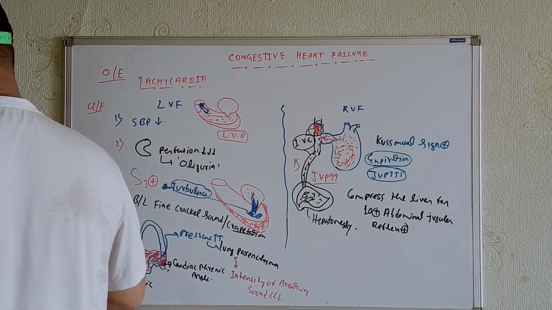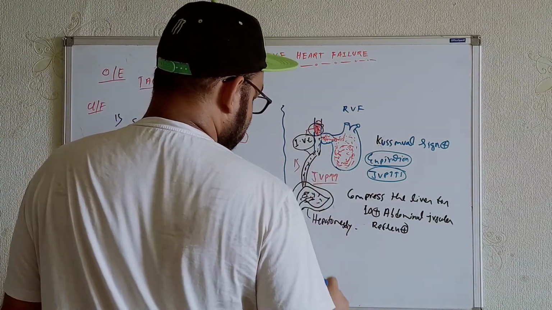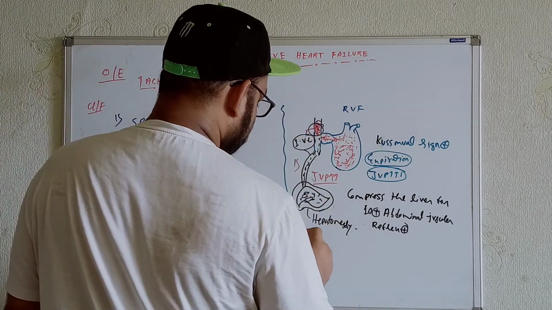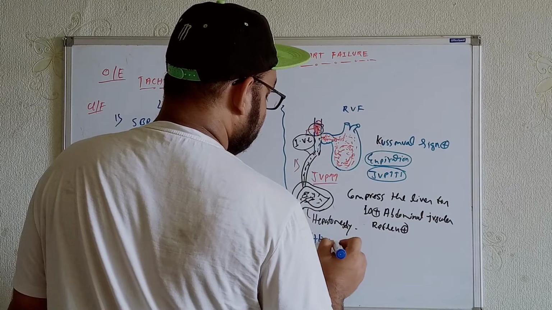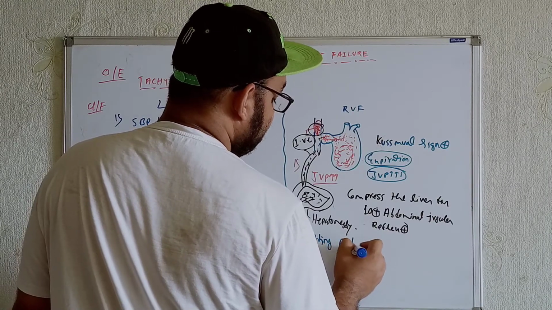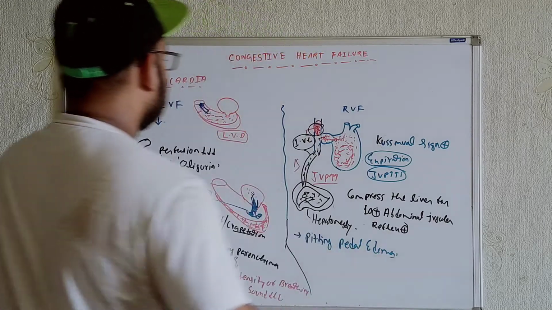Now another thing we'll get over here. Whenever the blood is getting accumulated in the different regions, as a result we can see different kinds of edema. One of them is pitting pedal edema. We can get the pitting pedal edema. So these are the clinical manifestations.